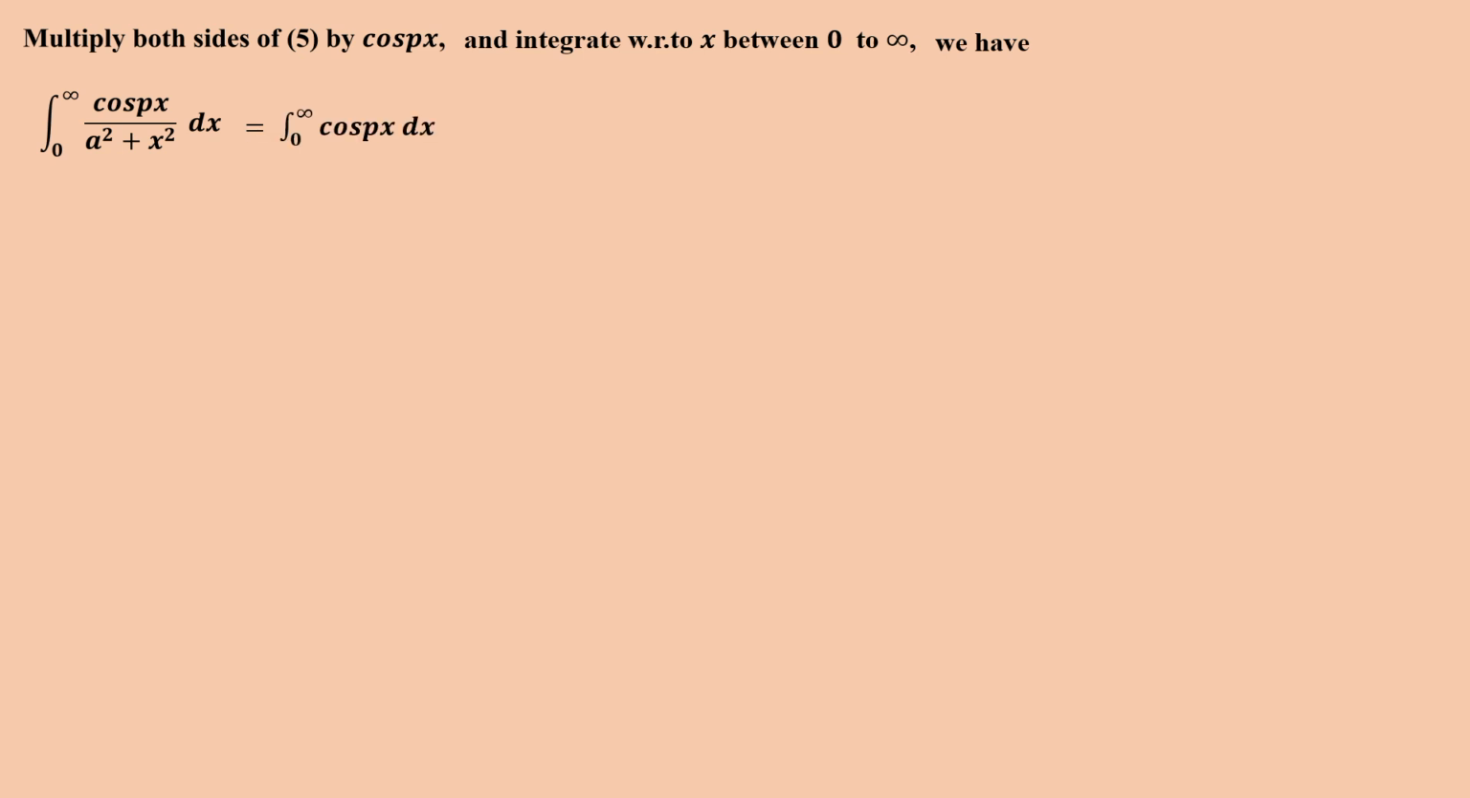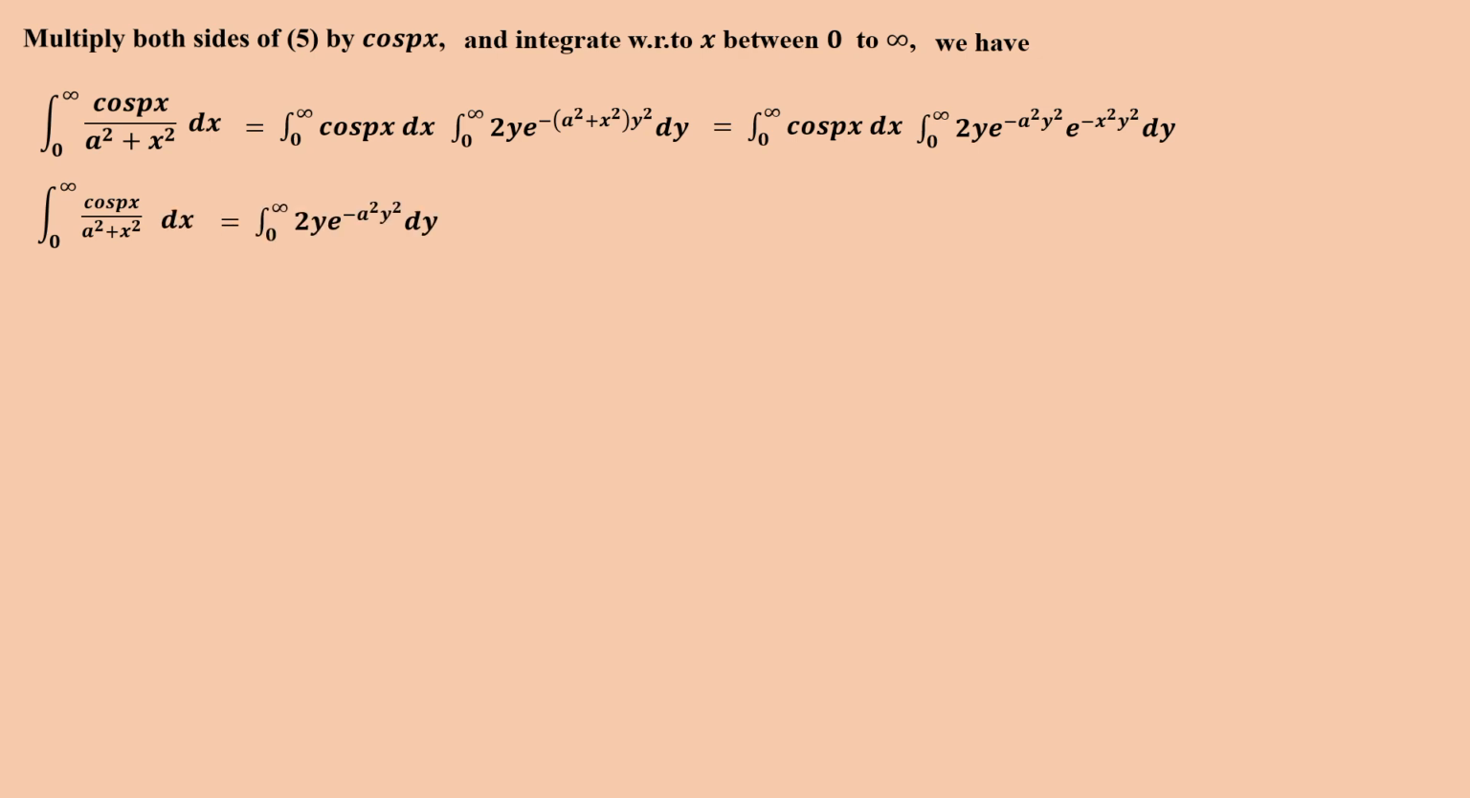which is equal to the integral from 0 to infinity of cos px dx times the integral from 0 to infinity of 2y e power minus a square plus x square y square dy, which is equal to the integral from 0 to infinity of 2y. So we are splitting the powers of e power minus a square y square into e power minus x square y square dy. So the integral from 0 to infinity of cos px by a square plus x square dx is equal to the integral from 0 to infinity of 2y e power minus a square y square dy, keeping as one integration, and the second one, the integral from 0 to infinity of e power minus x square y square cos px dx.